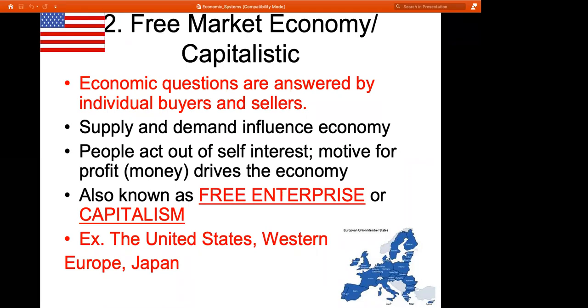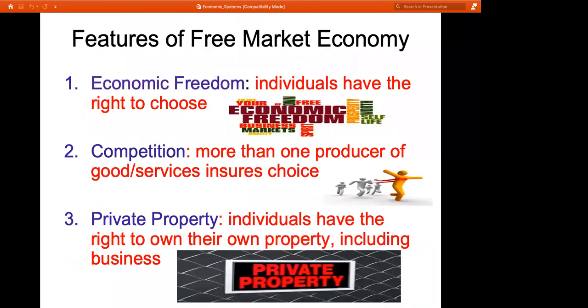The US, Western Europe, and Japan are the classic examples of free market or capitalistic economies. You can call it whatever you like. The developed economies are all capitalistic economies.